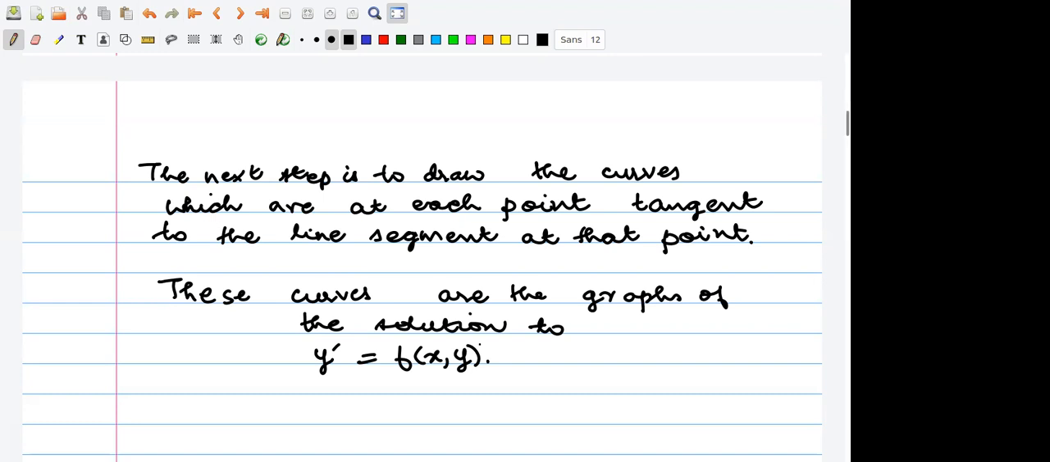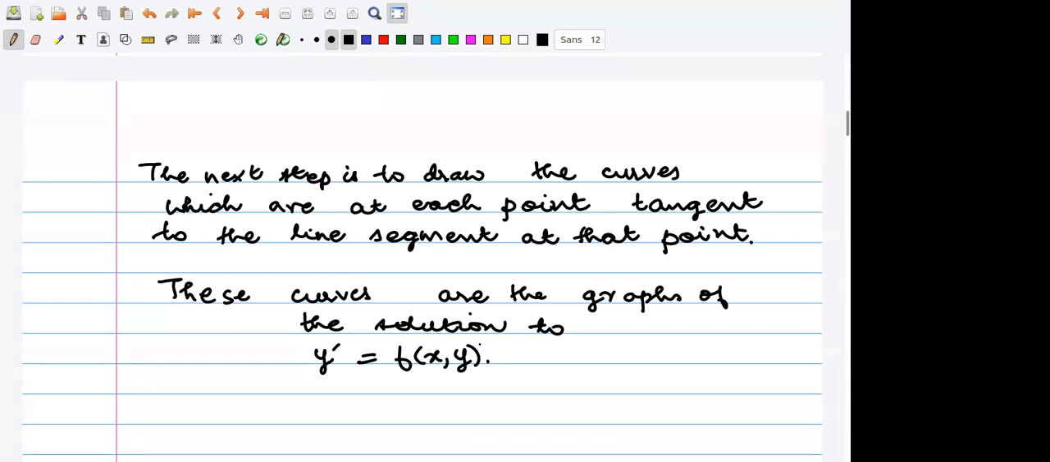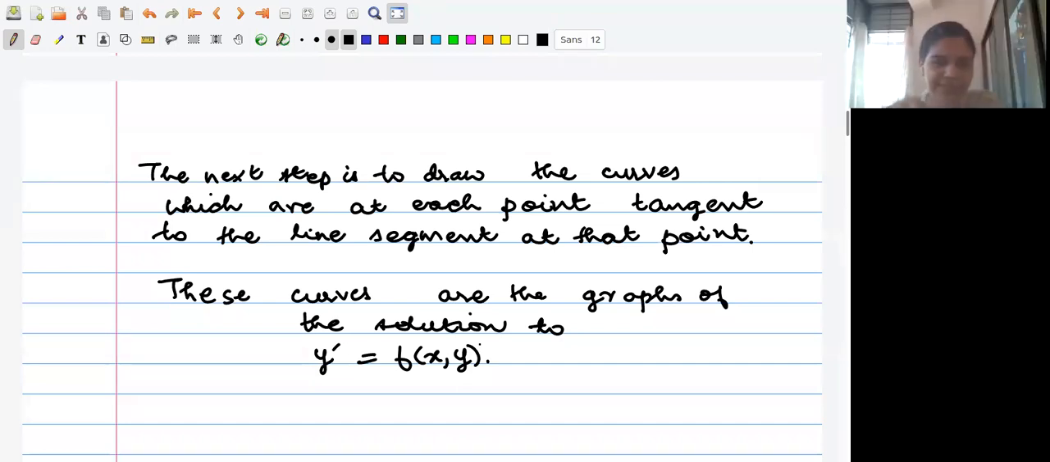Yes? Yeah. So let's go back to the example. Somebody wanted to say something. Yeah, go ahead. What is the meaning of tangent to the line segment? Let's just see this example. Give me a minute.